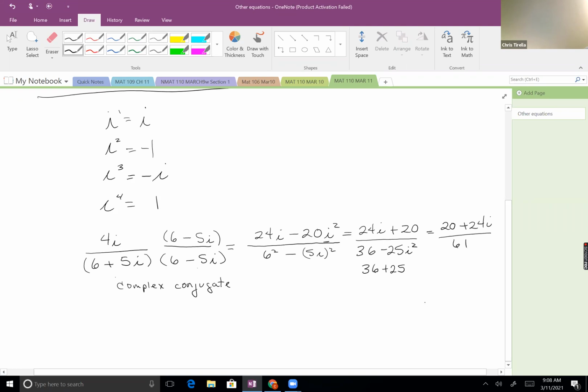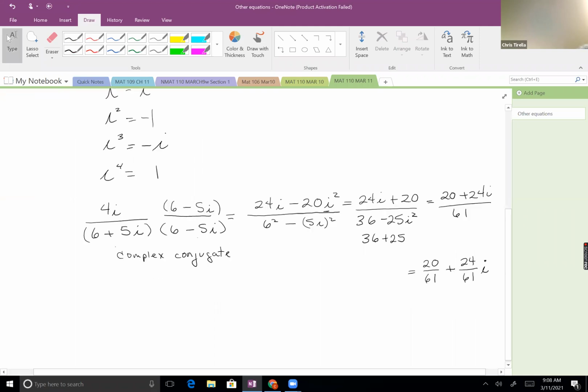And then to put it in standard form, we break it into 2 fractions. We've got the real part plus, with the imaginary part, we're going to take the ratio of the coefficient to the denominator and then pull that i out to the side. So in terms of complex numbers, that's in general.